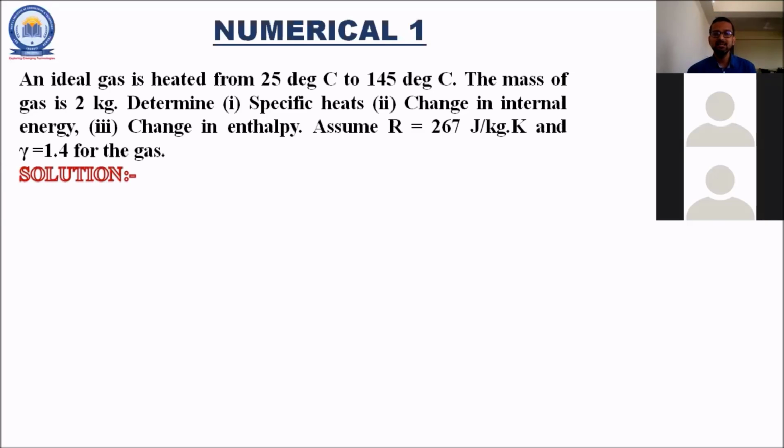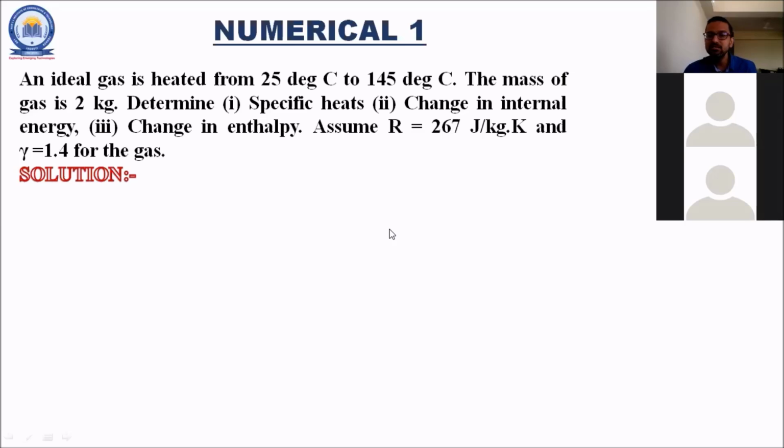First, you are given the ideal gas is heated from 25 degrees Celsius to 145 degrees Celsius. The mass of the gas is given 2 kg. Determine the specific heats. Okay, no need to write down the question in the notebook. Just you can understand the question and you can start with the solution. Okay, first try to understand these steps. No need to hurry in mentioning in the notebook.